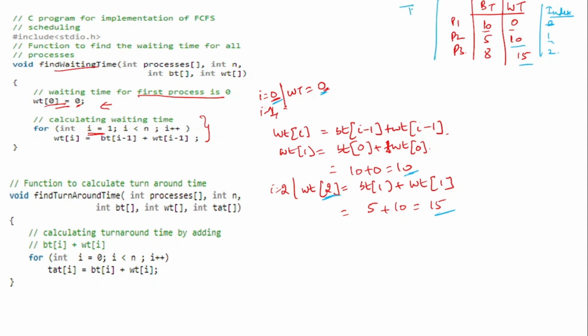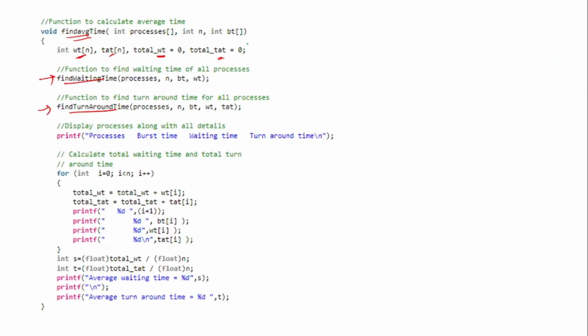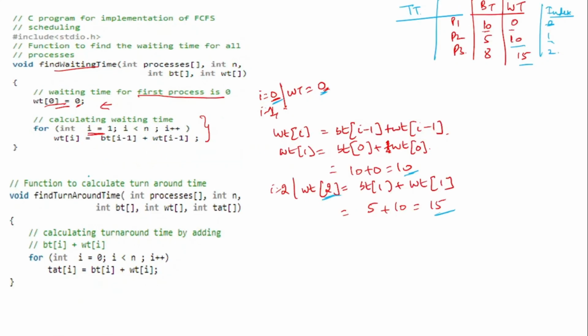Now comes the turnaround time. If you go back and see, the waiting time is already done. Now we are into the turnaround time function. How are we calculating the turnaround time? By using this formula. For i equal to 0, the turnaround time of the 0th process is the burst time of the 0th process plus the waiting time of the 0th process. So that is 10 plus 0, that is 10. So here the turnaround time is 10.